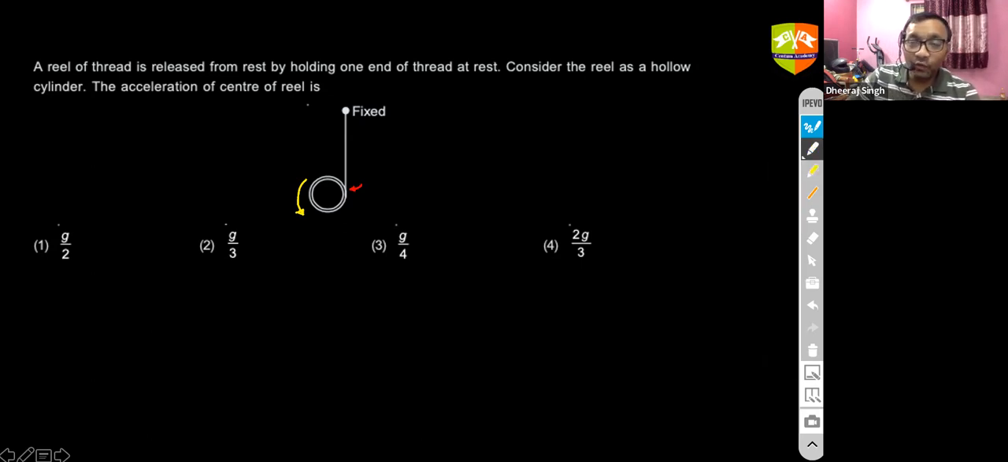What did I tell you in the last session? If you're not able to find out whether it is a fixed axis of rotation or not, and you want to use torque equal to I alpha, about which axis can you use it safely? About the center of mass. It is understandable that sometimes it is tricky to see that this is the fixed axis. All right, so let us ignore that and solve it as if there is no fixed axis.